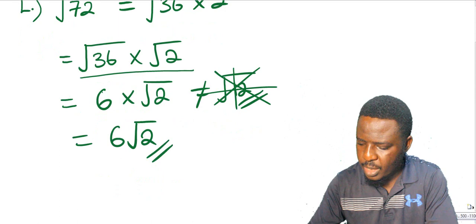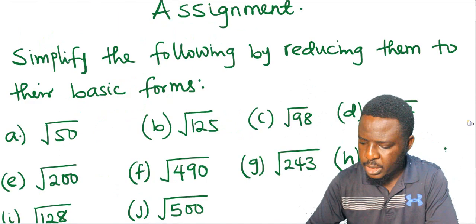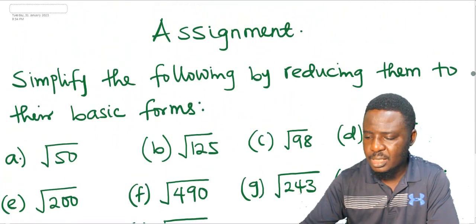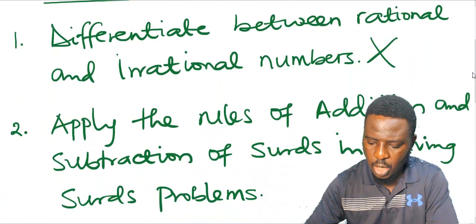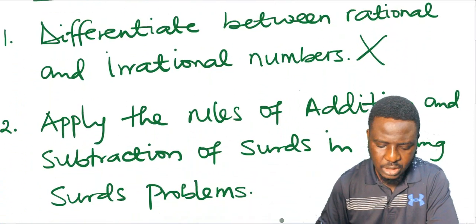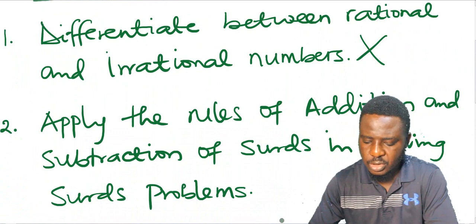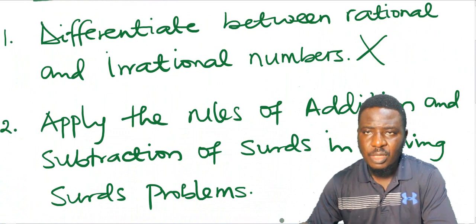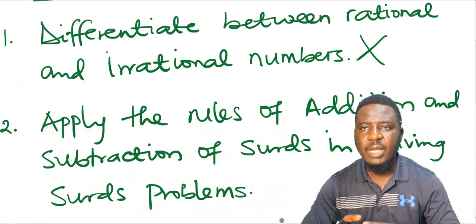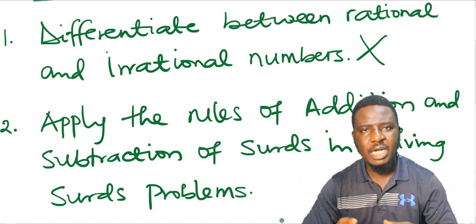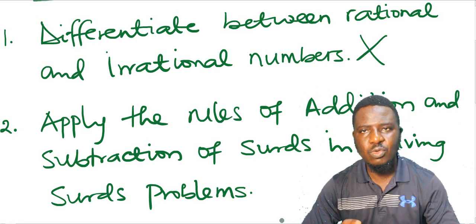So take note. That brings us to the end of today's class. In today's class, I have been able to give you the corrections of the assignment which was given at the last class. In our next class, we shall be looking at the second objective, which talks about the application of rules of addition and subtraction of surds in solving surd problems. This exercise enables you to see how you can simplify surds from their single surd form to their basic surd form. And maybe before the next class, I shall solve examples on conversion from their basic surd form to a single surd form.